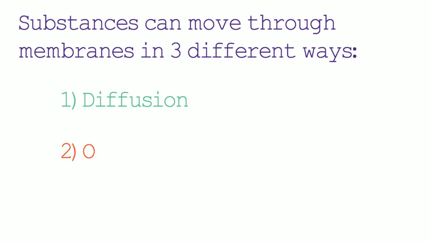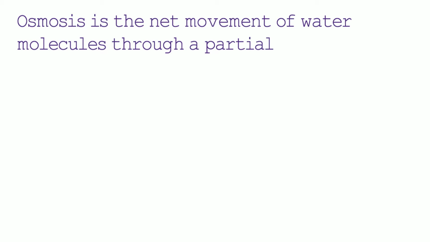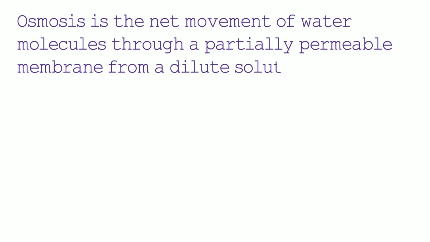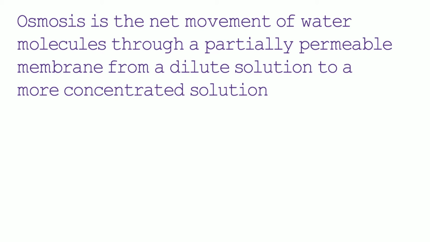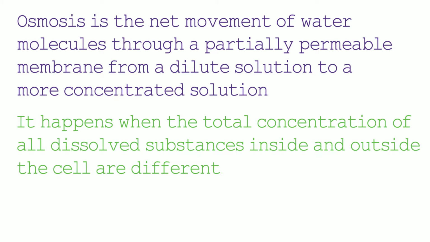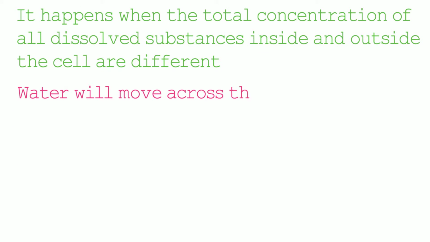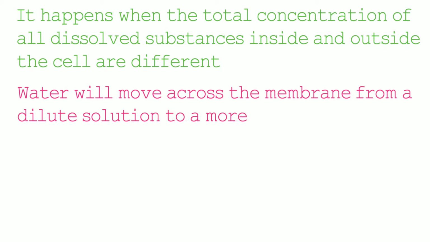Substances can move through membranes in three different ways. We have diffusion, osmosis and active transport. In this video we're going to be looking at osmosis. So what actually is osmosis? Osmosis is the net movement of water molecules through a partially permeable membrane from a dilute solution to a more concentrated solution. It happens when the total concentration of all dissolved substances inside and outside a cell are different. When this is the case, water will move across the membrane from a dilute solution to a more concentrated solution.